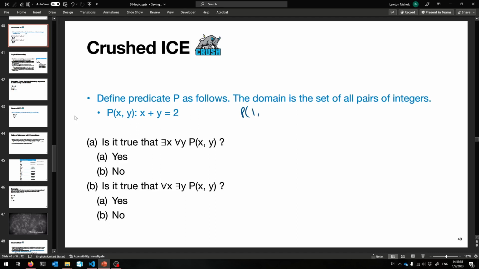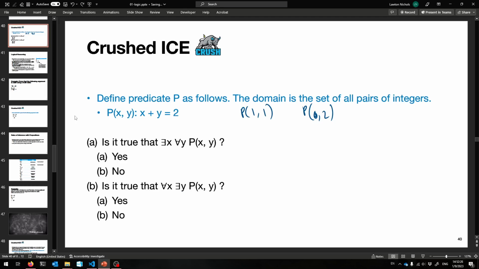P of 1, 1, for example, is true. P of 0, 2 is also true, right? Because x plus y is 2. P of 2 and 2 is of course false, etc. All right. So is it true that there exists an x such that for all y, P of x, y is true? And is it true that for all x, there exists a y such that P of x, y is true? So try both of those.